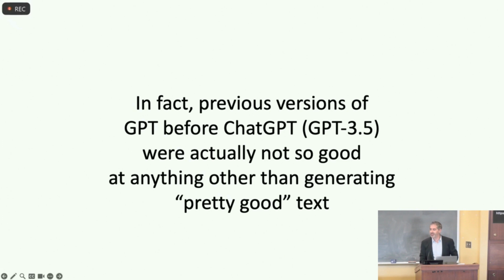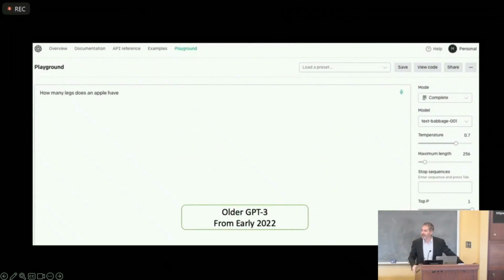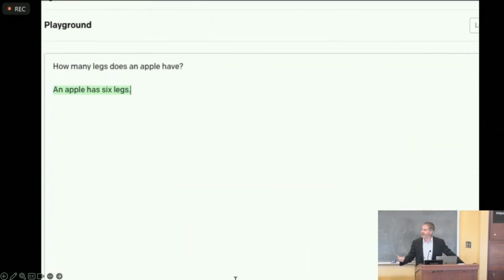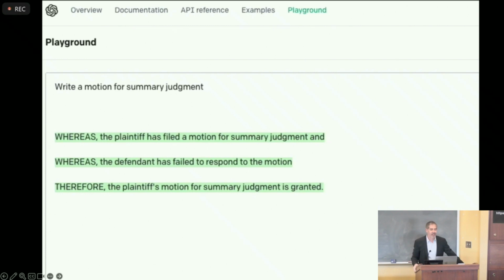So if you ask it a common sense question, and I've listed these common sense questions that I've been using over the years to test these machines to see if they can do reasoning, they would almost always fail. Right? So here's one of them, something you would ask a toddler: how many legs does an apple have? And a toddler would laugh and say, an apple doesn't have legs. And the old GPT confidently told us it was 6. And then I asked it, write a motion for summary judgment. Not very good, right? This would not pass muster.